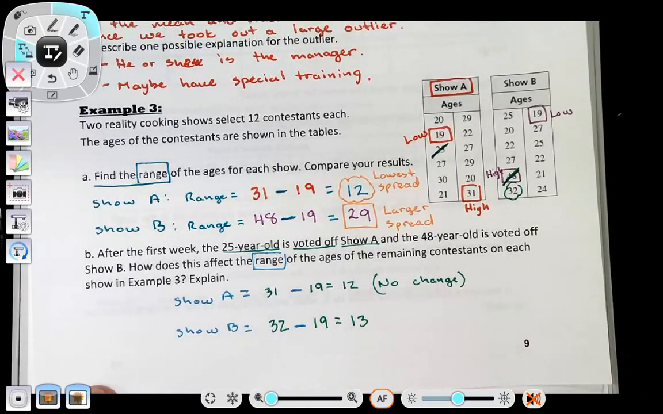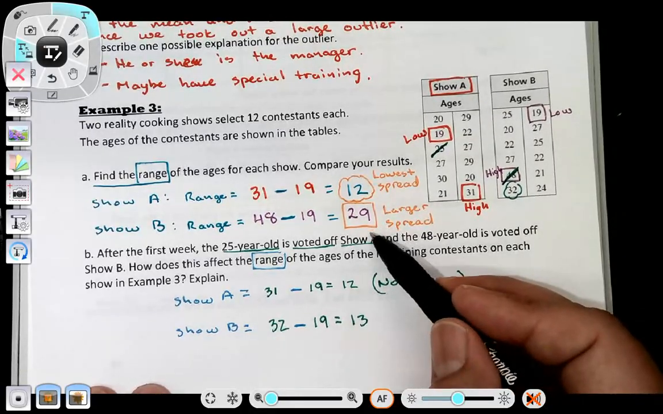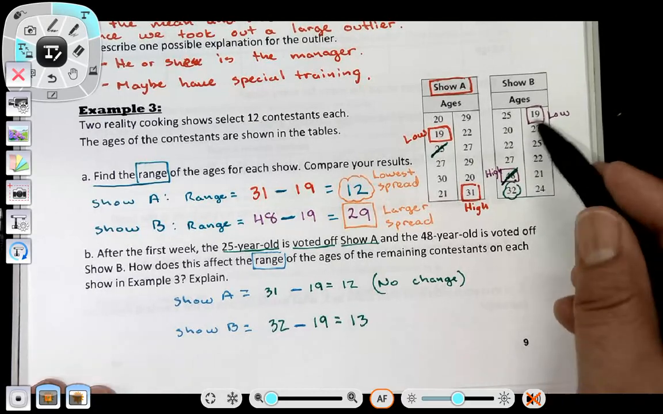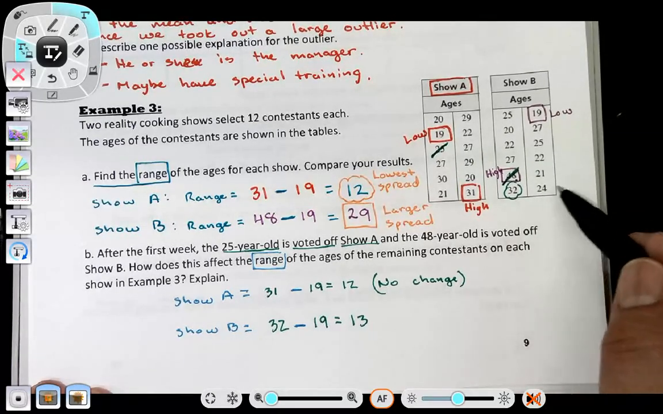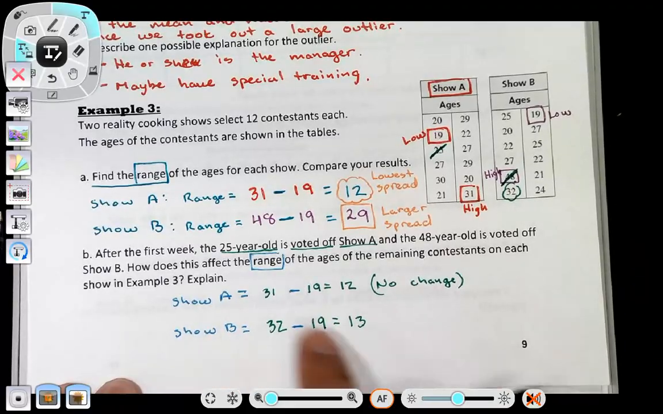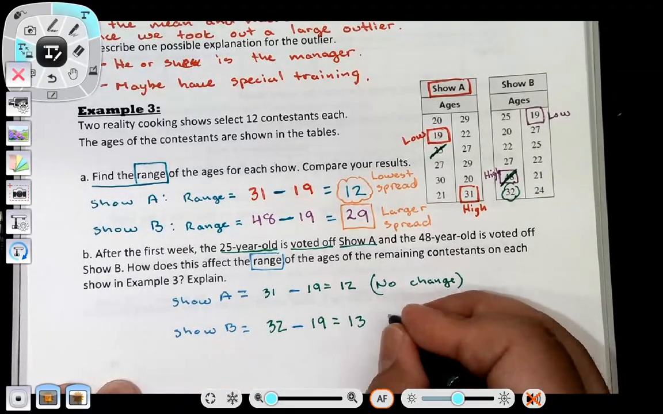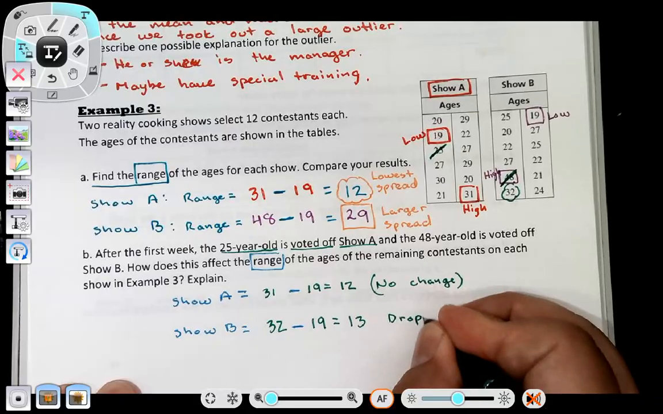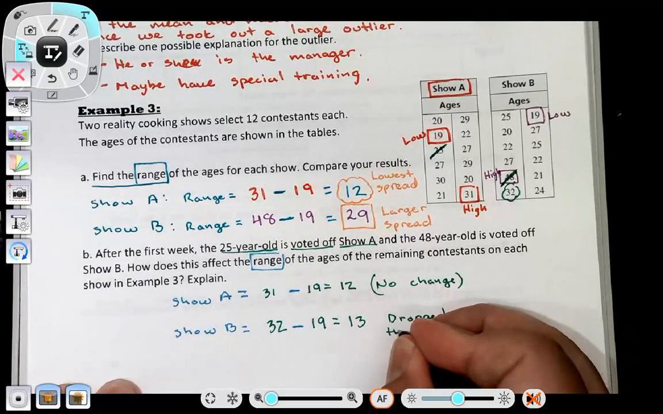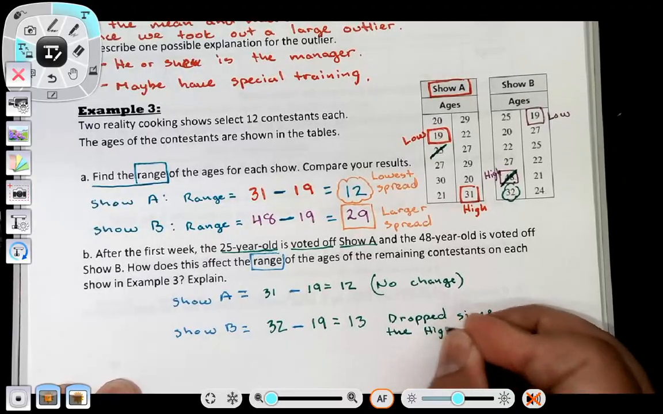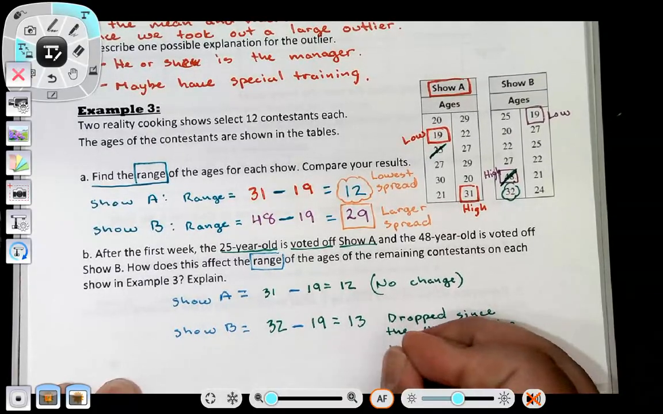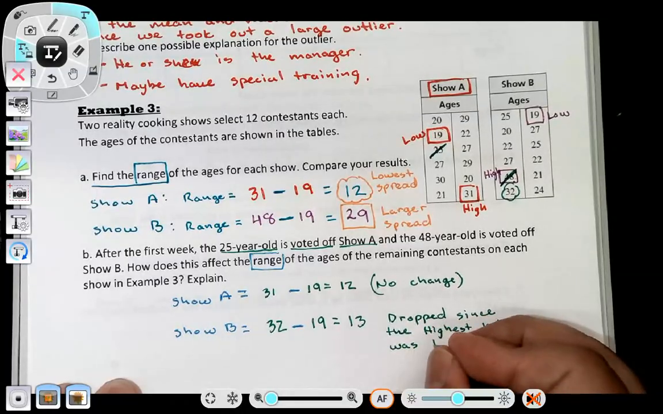Look at how much it dropped. It was at 29 before. Well, remember, that 48 was kind of an outlier. Most of these people are in their 20s. That 48 was way out there. So, yeah, show B dropped. The range dropped since the highest value was taken out.